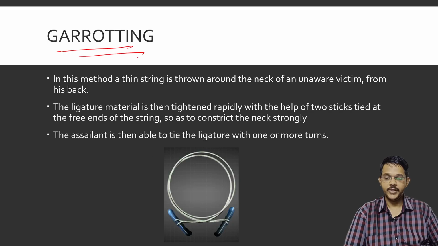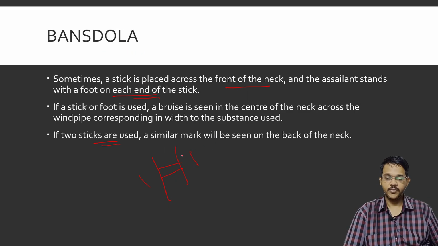Next is garroting. Other than the signs which are commonly seen because of bansdola, the mark will be present. Other signs of asphyxia, that is cyanosis and congestion of organs, will be seen.